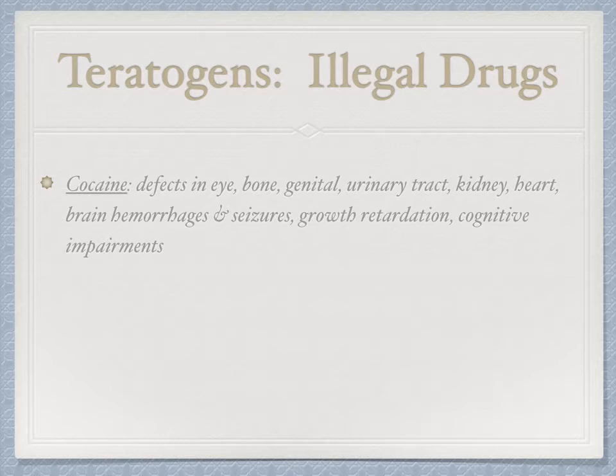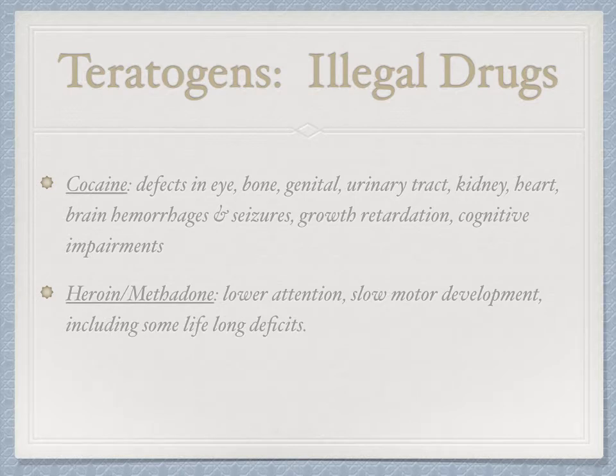Cocaine, we see defects in the eye, bone defects, genital defects, urinary tract defects, kidney defects, heart and brain. We see brain hemorrhages, which is going to cause, obviously, a lot of further brain damage, seizures, growth retardation, and cognitive impairments. Heroin and methadone have lower attention, slower motor development, and there really are some lifelong deficits for this. A lot of these, again, we'll see a lot of problems at birth, but in really supportive environments, these can be overcome. Not all of them, obviously. If you have physical abnormalities, there's not a lot that can be done, but a lot of the cognitive things can be overcome with really supportive environments. But heroin, we see that being a lot harder to overcome.